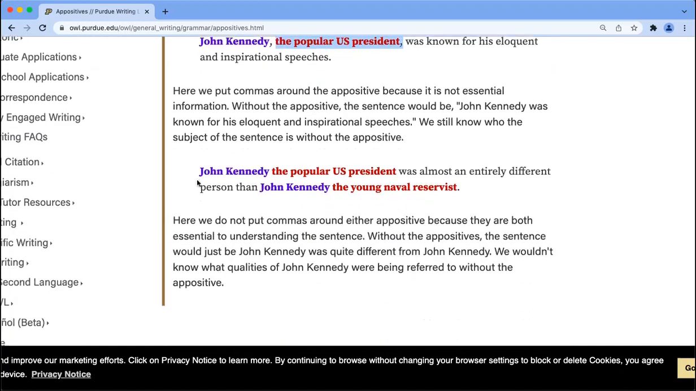If I have, for example, two John Kennedys in a sentence, and I want to make sure which John Kennedy I'm talking about, I need an appositive after each. The first one, John Kennedy, the popular US president, was almost an entirely different person than John Kennedy, the young naval reservist. So punctuation is the emotion of your sentence, not to make a mess, not to forget that.